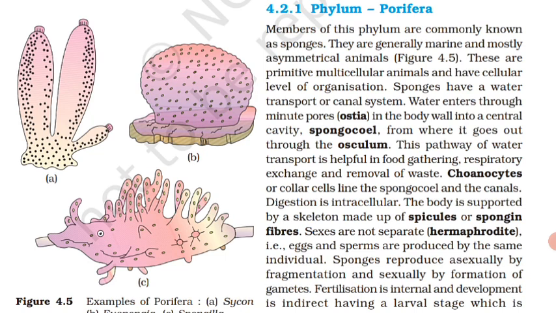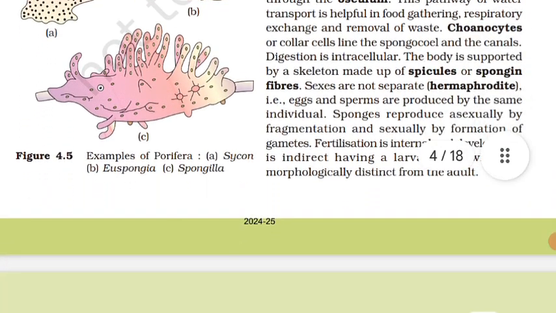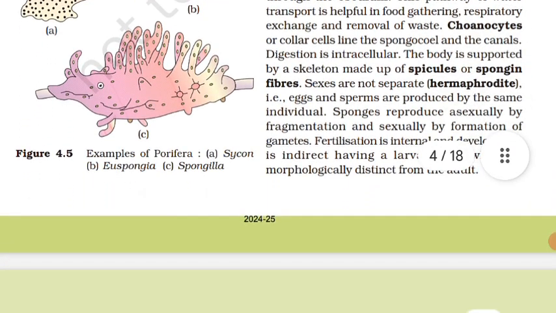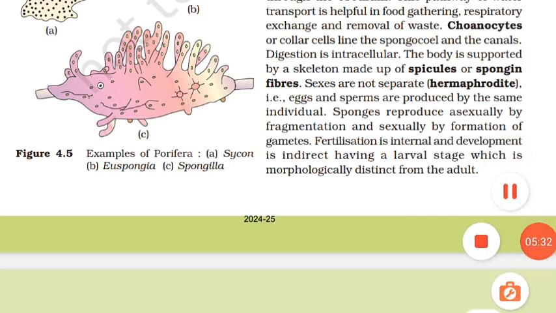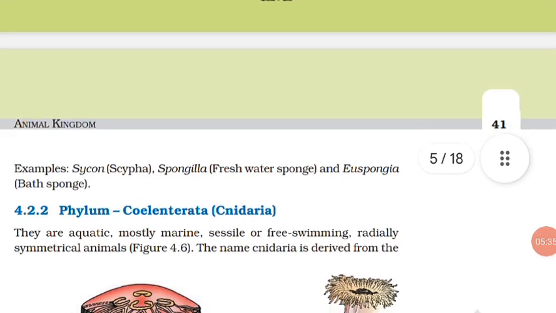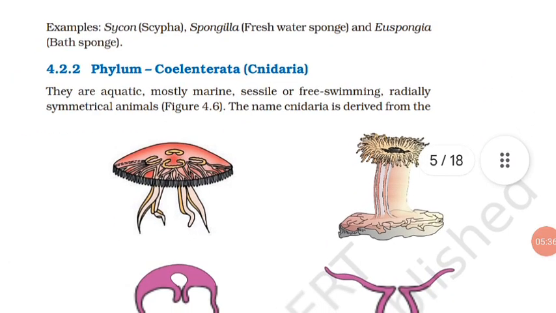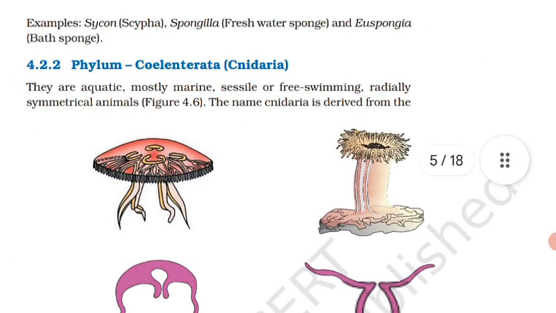Cnidarians exhibit tissue level of organization and are diploblastic. They have a central gastrovascular cavity with a single opening, mouth on hypostome. Digestion is extracellular and intracellular. Some of the cnidarians, like corals, have a skeleton composed of calcium carbonate. Cnidarians exhibit two basic body forms called polyp and medusa.